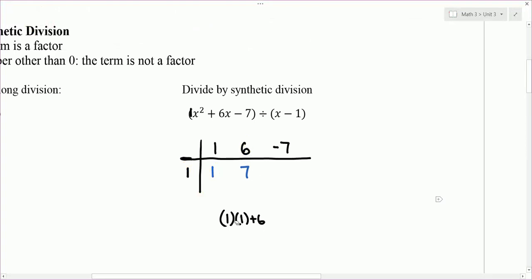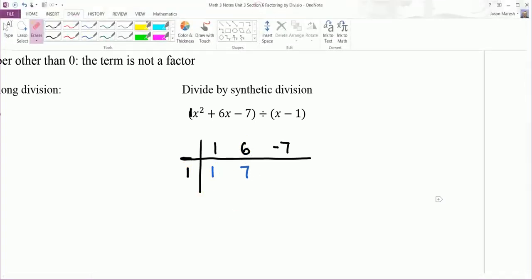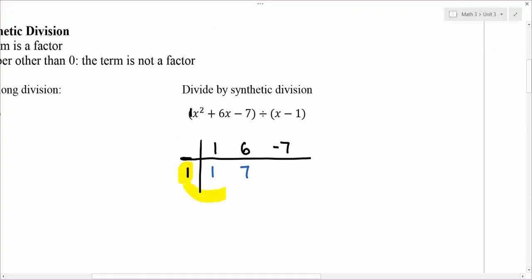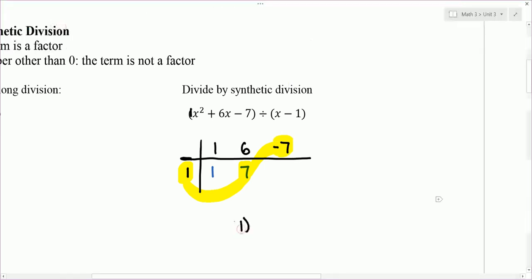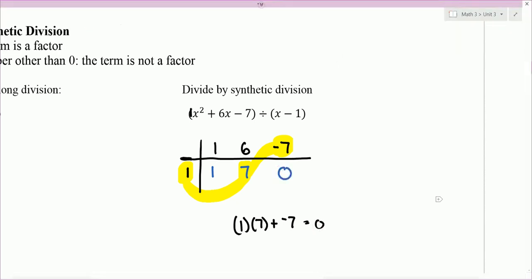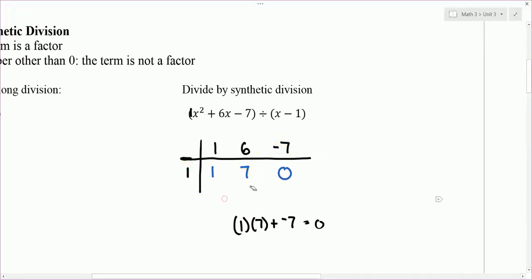And then we're going to do this process again. Now we take the 1 here, multiply it with the 7, and add it to this last negative 7. So again, in your head, you're doing 1 times 7 plus negative 7. And 1 times 7 is 7, plus negative 7 is 0, so we get 0. That's the algorithm.